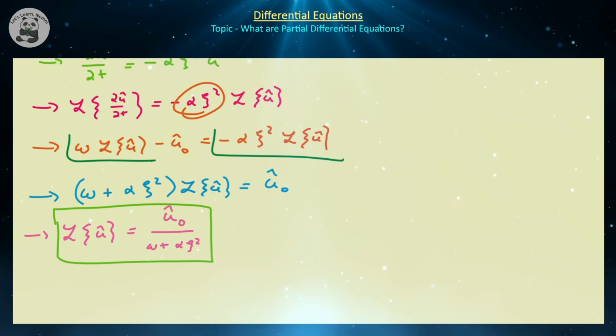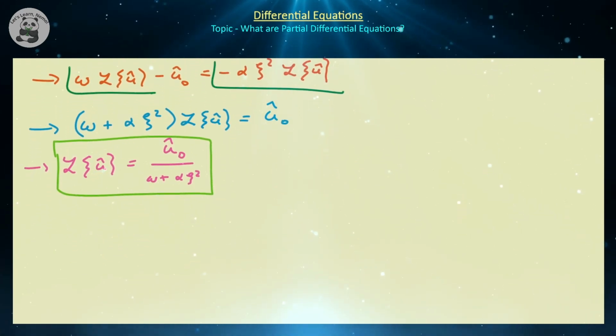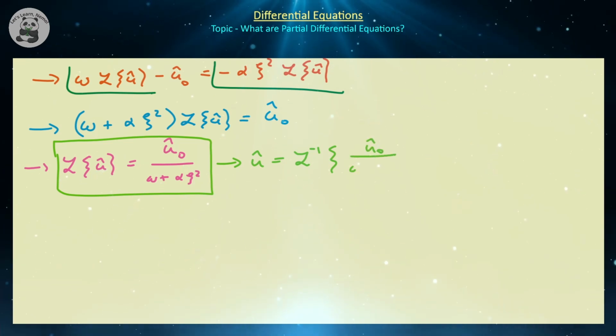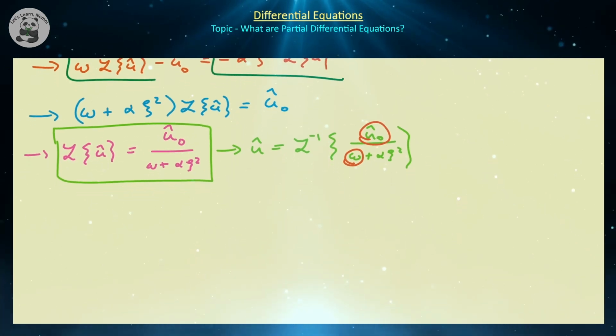Right? So once we have this, we can take the inverse Laplace transform of both sides. So we have that u hat will be equal to the inverse Laplace transform of u hat 0 all over omega plus alpha psi squared. Keep in mind the variable in this case is omega, and this is going to be a function of psi, not a function of omega, right? Because it's when t is equal to 0, and if t is equal to 0, that means the transform version of t is also constant.